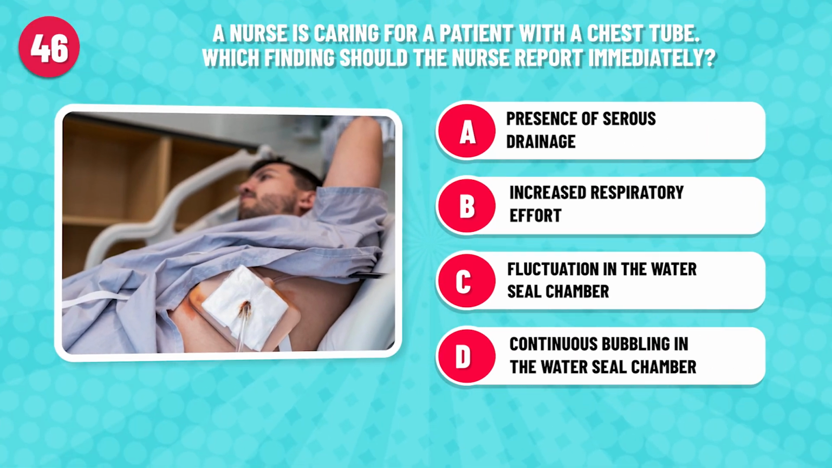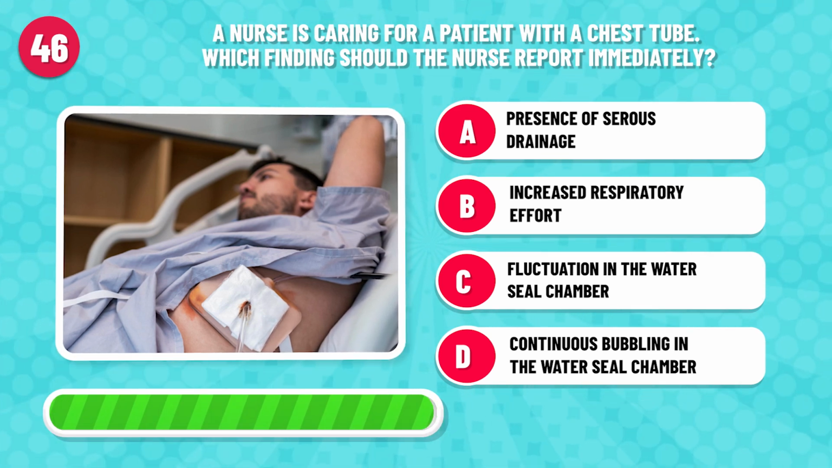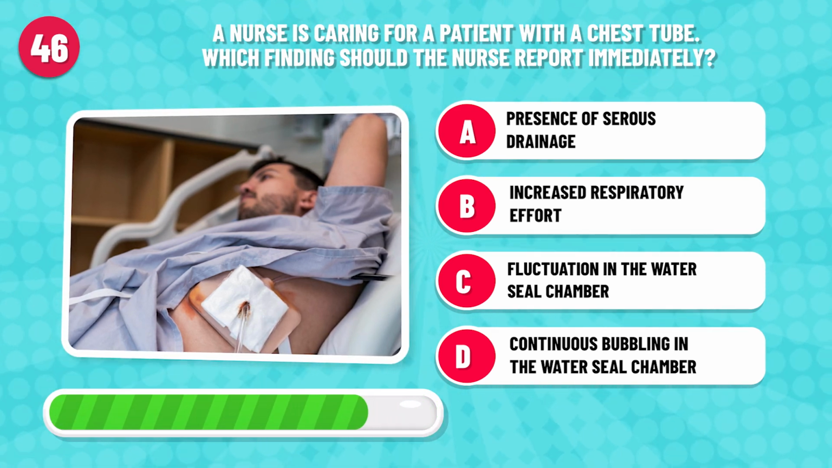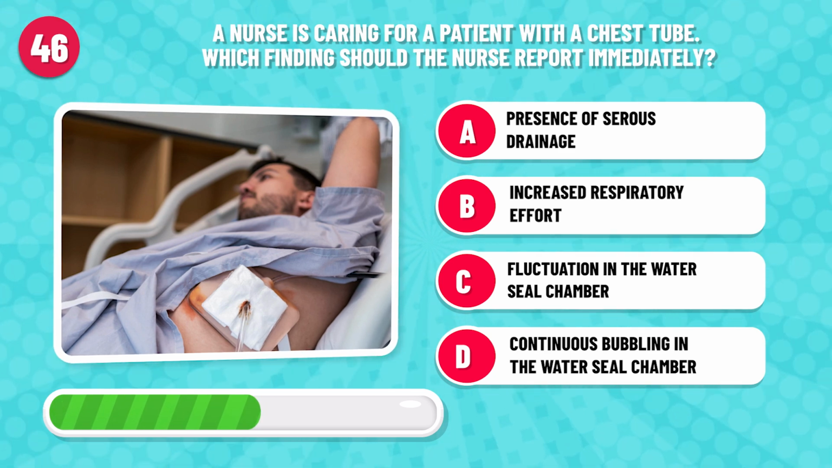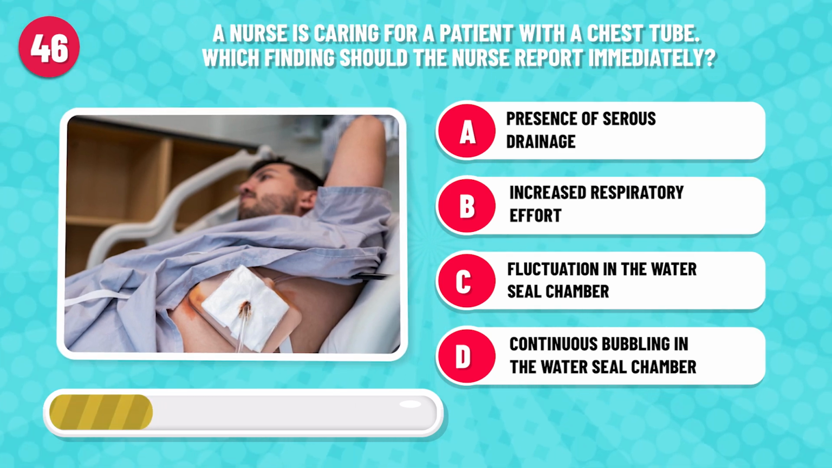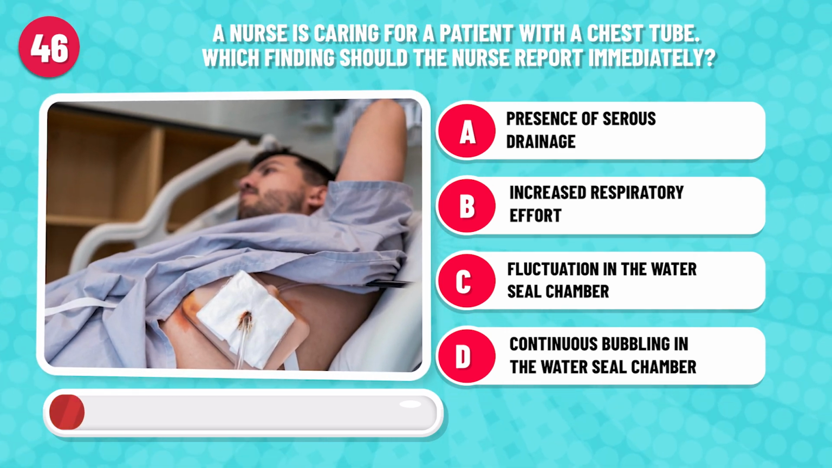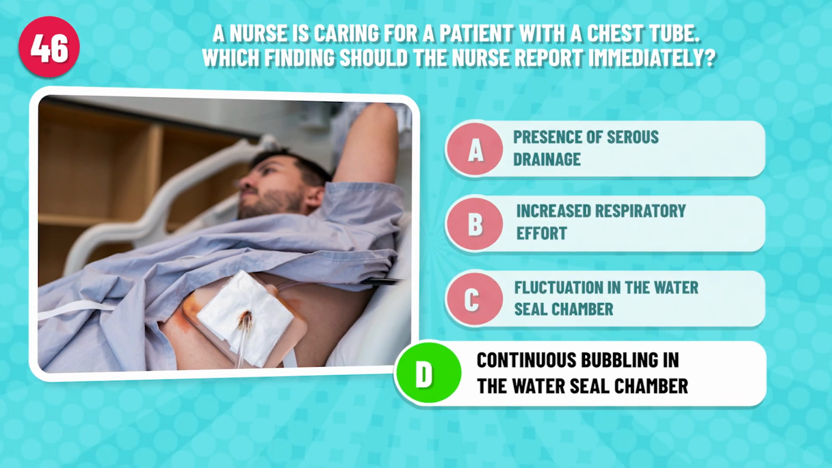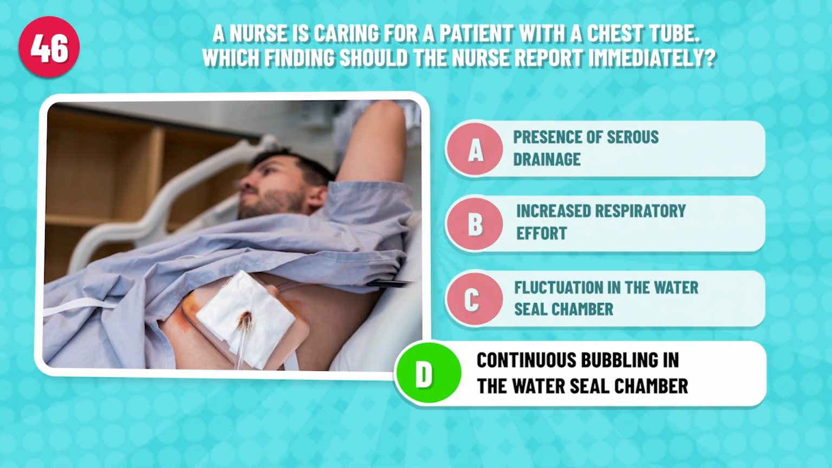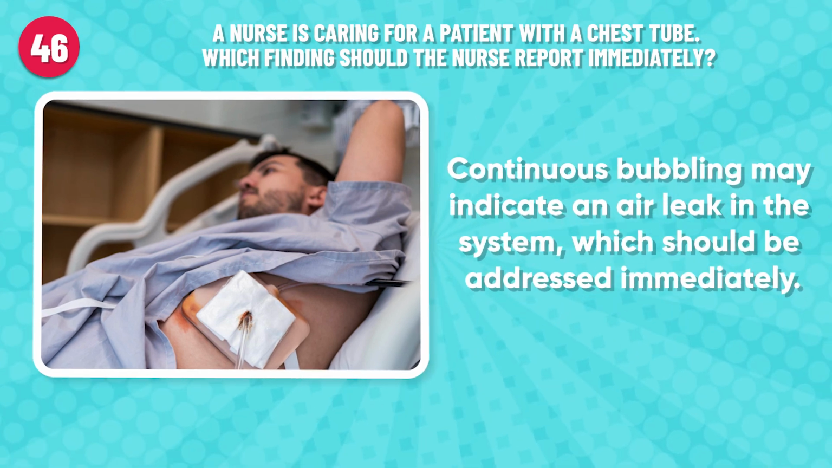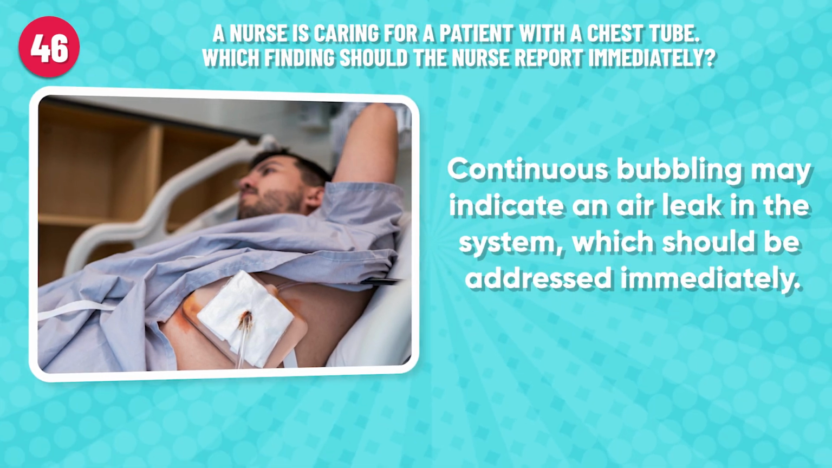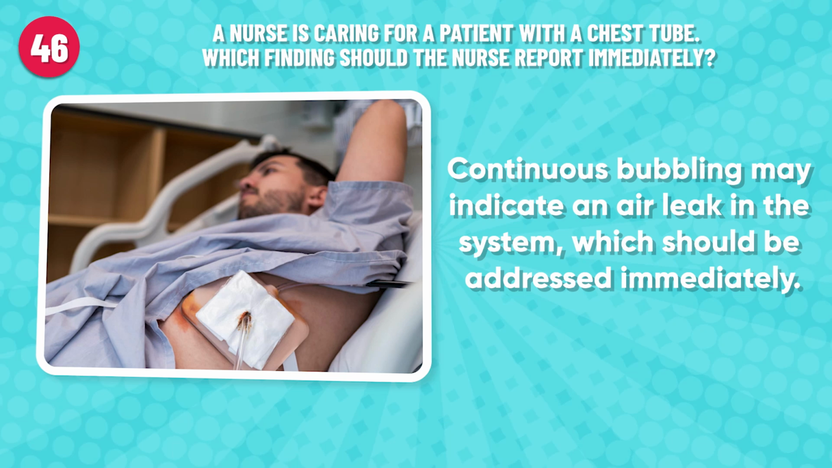A nurse is caring for a patient with a chest tube. Which findings should the nurse report immediately? It's D. Continuous bubbling in the water seal chamber. Continuous bubbling may indicate an air leak in the system, which should be addressed immediately.